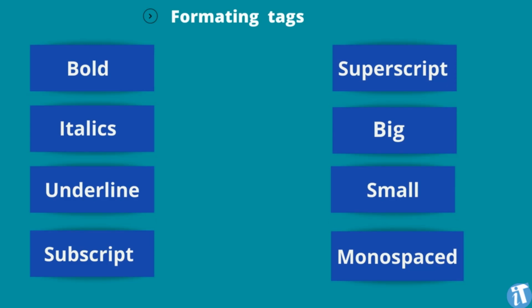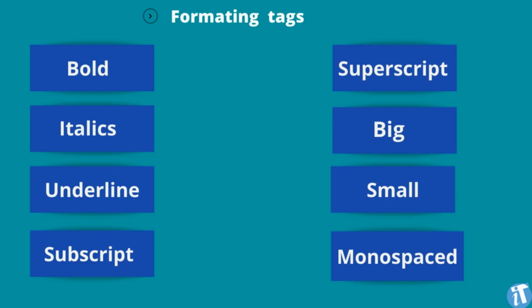Monospaced: when you use different alphabets, like I and O, they consume different areas. I takes less space than O. So if you want all the characters to take equal space, then you can use the monospaced tag.